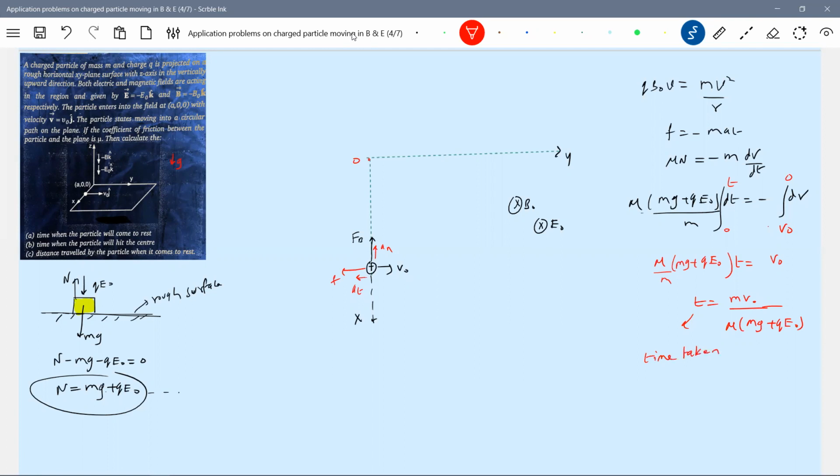Let's find out some quantity so that we can further get into the problem. Time taken by the particle to come to rest. Okay, after this, time when the particle comes to rest. Okay, first part got over. Okay, we are very happy now. Let's do one thing. Time when the particle will come to rest and time when the particle will hit the center.